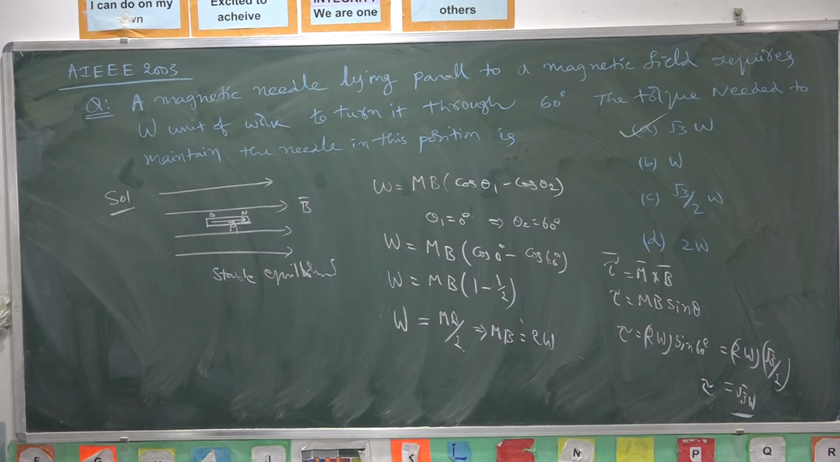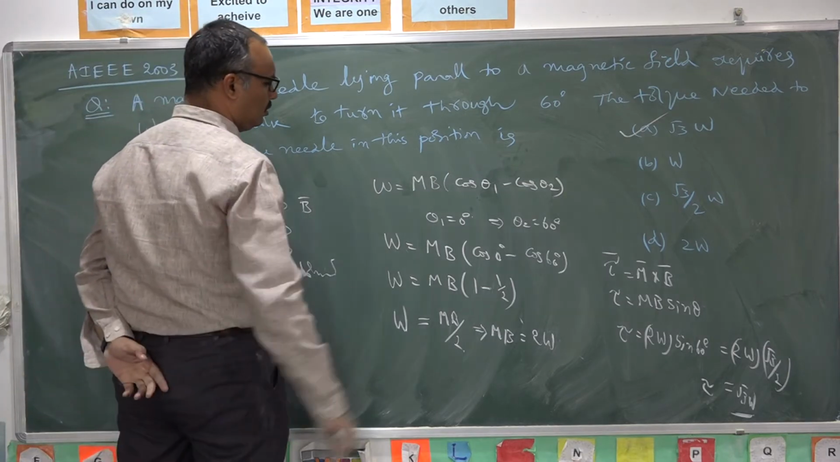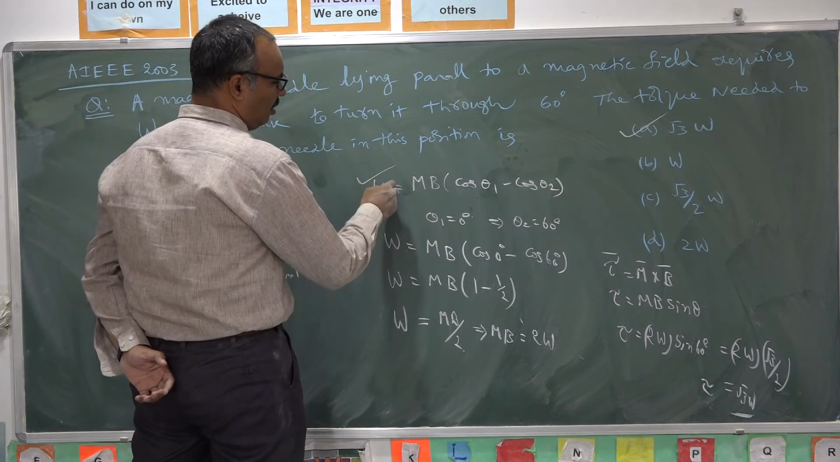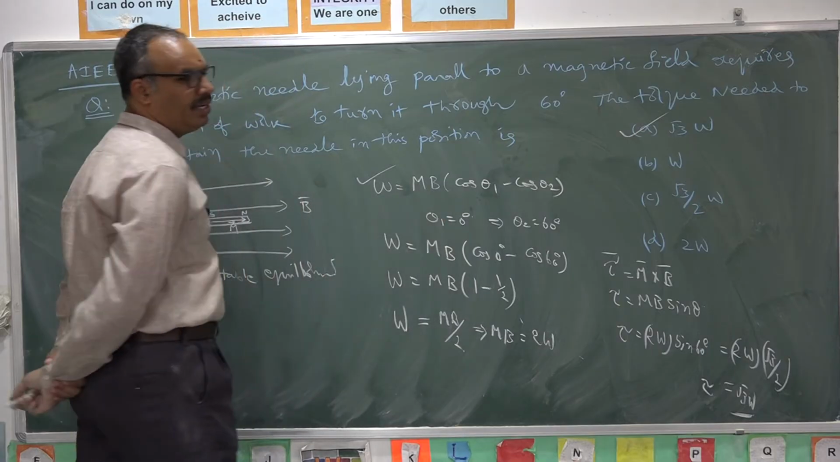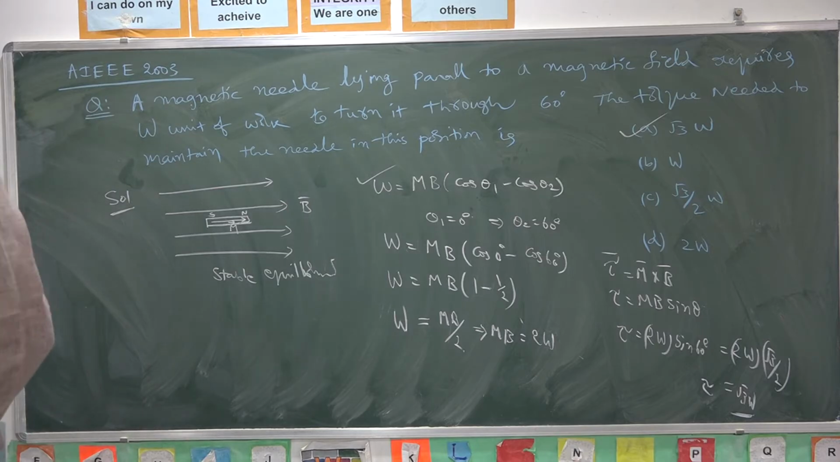So this problem tells us two formulae. Work done is MB into cos theta 1 minus cos theta 2. Torque is M bar cross B bar. By knowing the two formulae, this problem can be solved very easily. I hope everybody followed this solution.